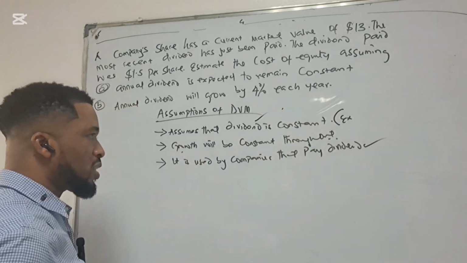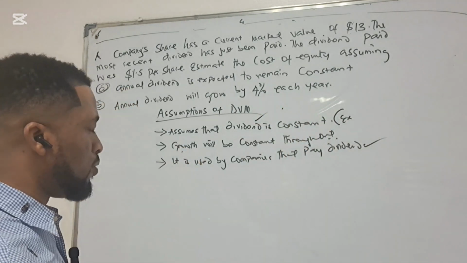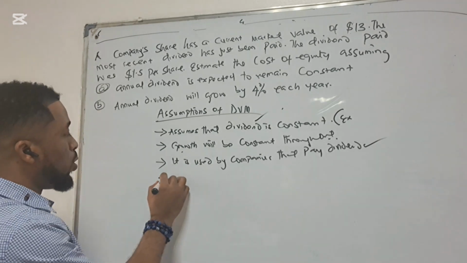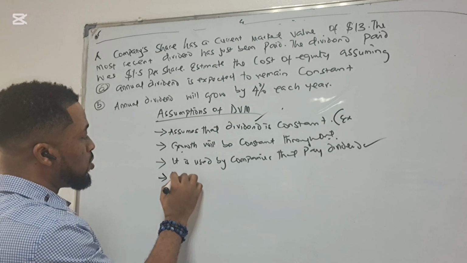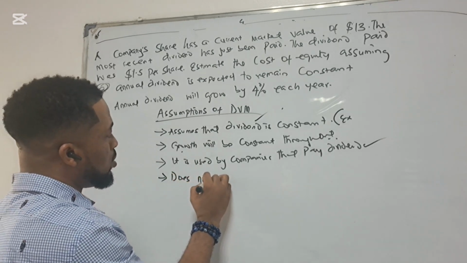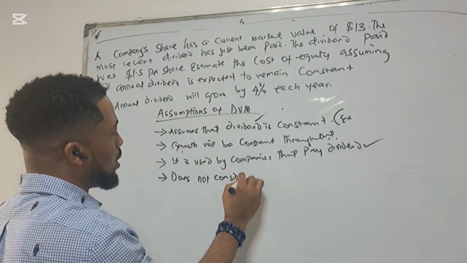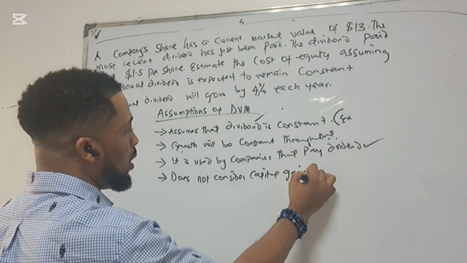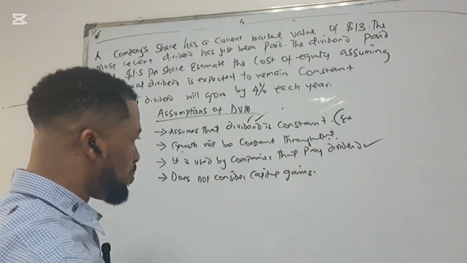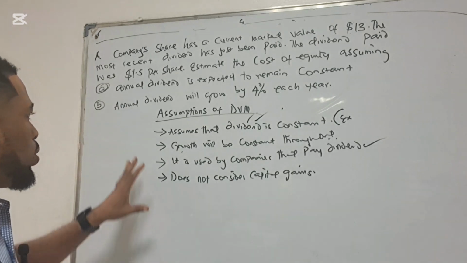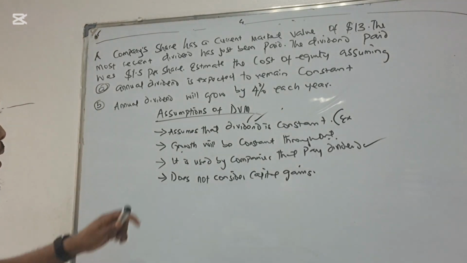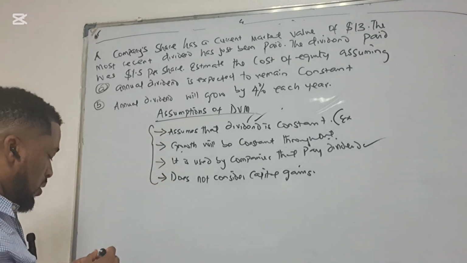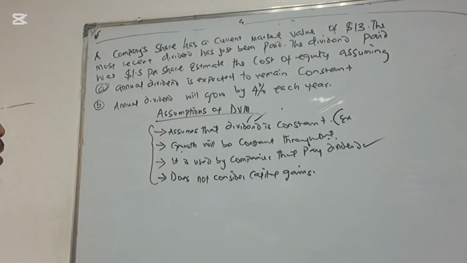Also, growth cannot be constant till infinity. This is also one of the criticisms of the dividend valuation model. And the last one is that DVM does not consider capital gain. All right, so it is just looking at the dividend that is paid over the period. So these are the four assumptions of the dividend valuation model, and these assumptions can also be used as the criticisms of DVM.